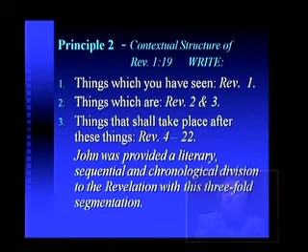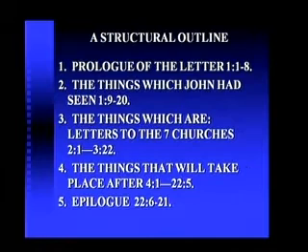Principle 2, the contextual structure, as recorded and given by John in Revelation 1:19, when it says, "Write things which you have seen," Revelation chapter 1, "things which are," Revelation 2 and 3, and then the things that shall take place after these things, which is Revelation 4 through 22. John was provided a literary, sequential, and chronological division to the revelation with this threefold structure.